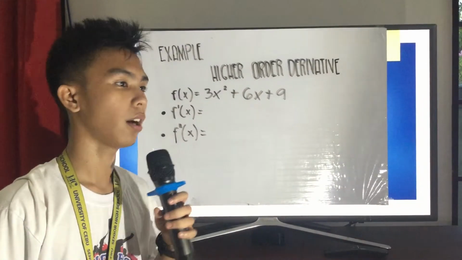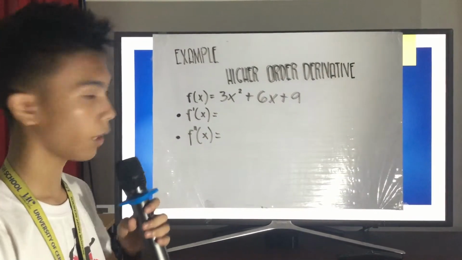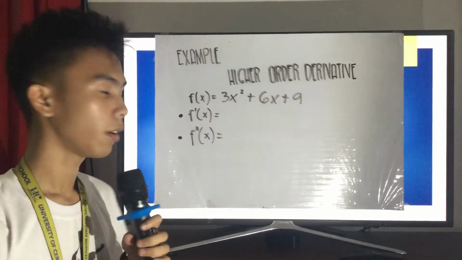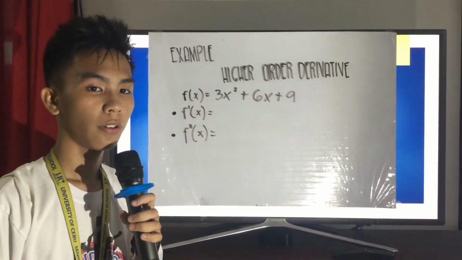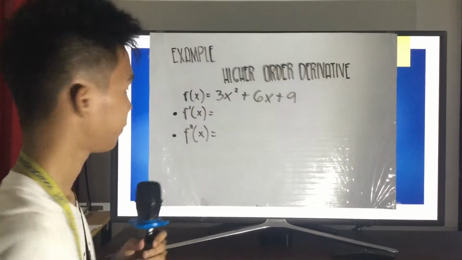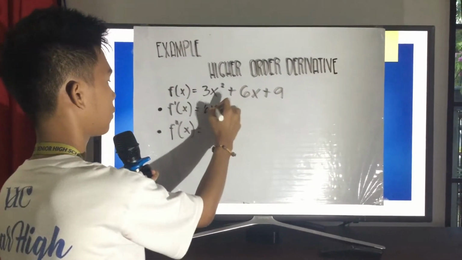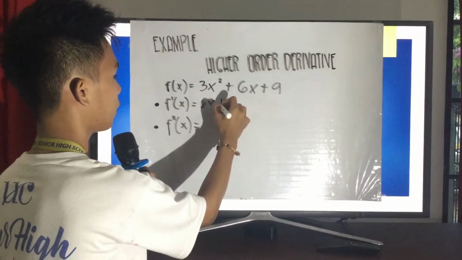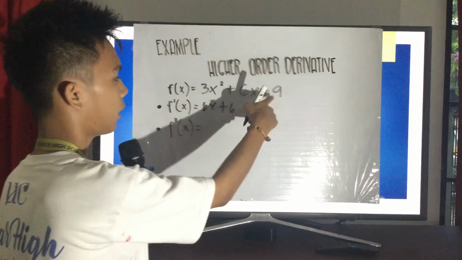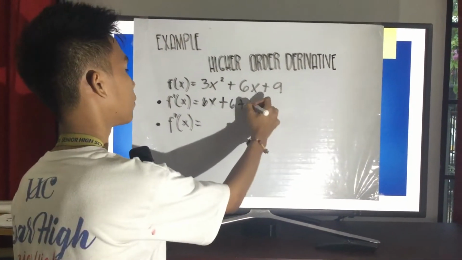Let us take a look at our first example in higher order derivatives. We have a function f of x equal to 3x squared plus 6x plus 9. The first step is to find the first derivative of the function. So the derivative of 3x squared is equal to 6x plus the derivative of 6x, which is 6, plus the derivative of 9, which is 0 because 9 is a constant.